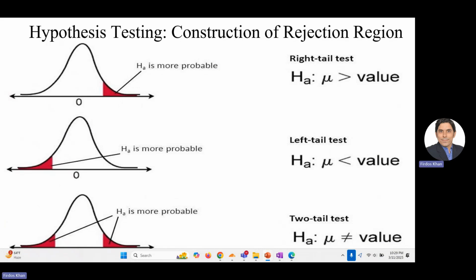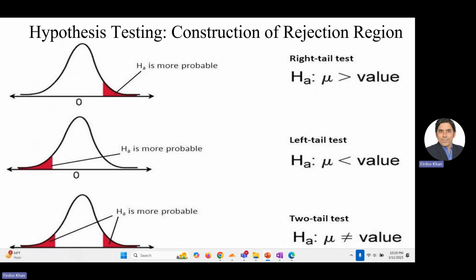Hello guys, in this video I would like to explain construction of rejection region in hypothesis testing. We explained the general procedure of hypothesis testing in the previous videos. If you want to see what is meant by hypothesis, examples from real life, and the procedure of hypothesis testing, you can check the two videos I have already done about hypothesis and the hypothesis testing procedure for one population mean.